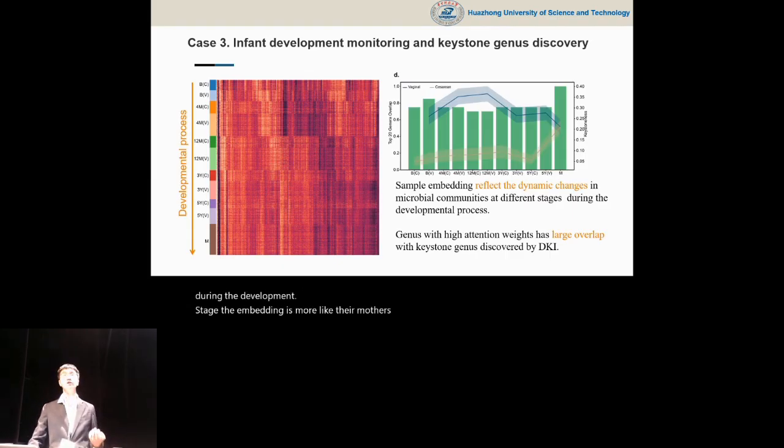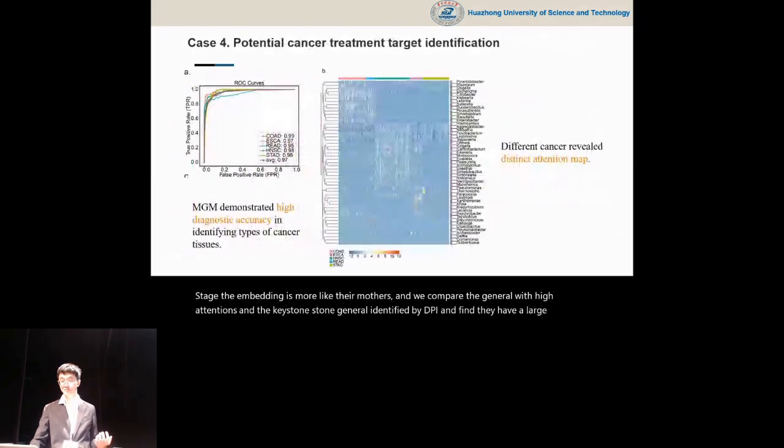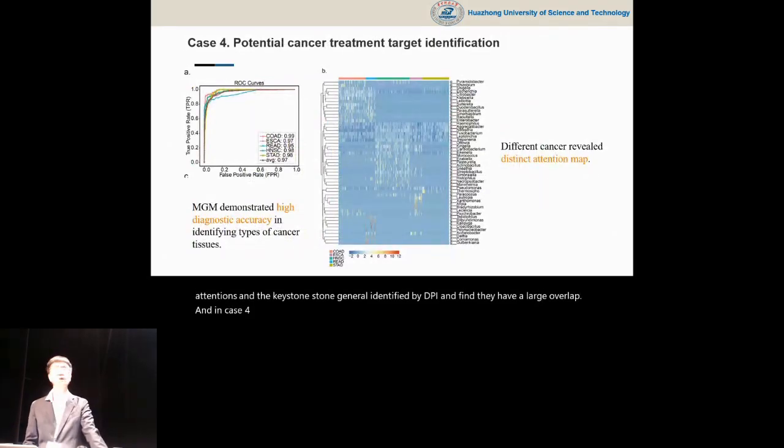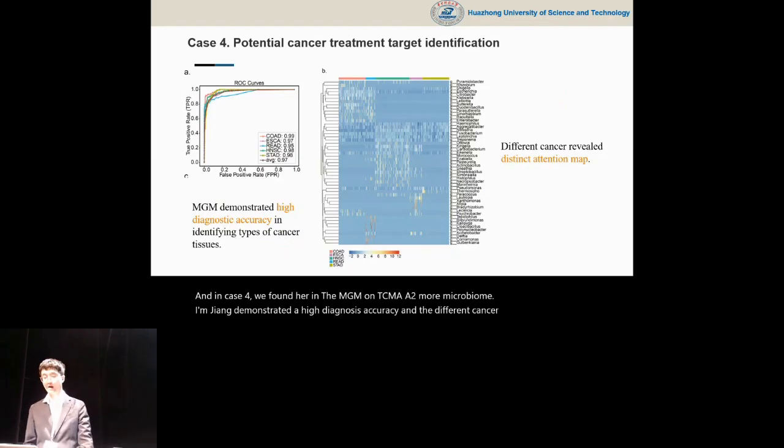We compared the genera with high attention and the keystone genera identified by DKI and found they have a large overlap. In case 4, we fine-tuned MGM on TCMA, a tumor microbiome dataset. MGM demonstrated high diagnostic accuracy, and different cancers reveal distinct attention maps.